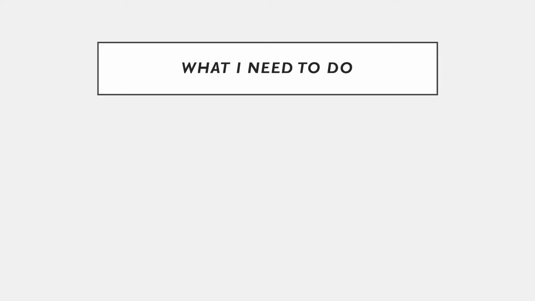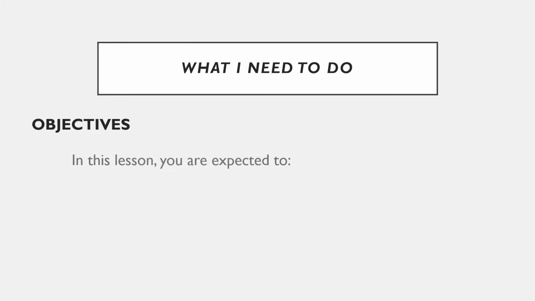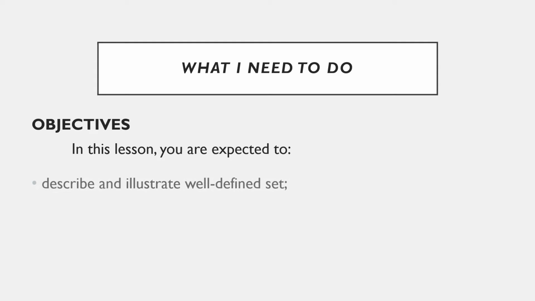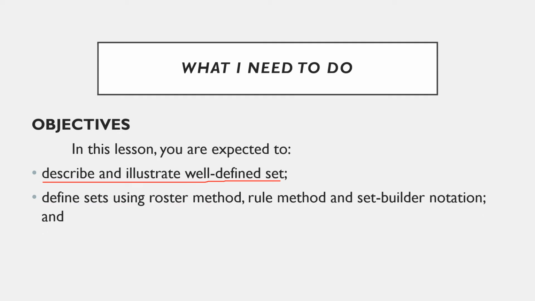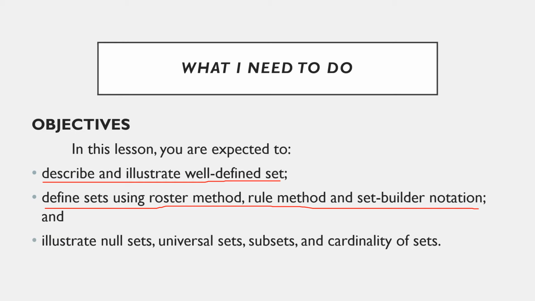Let's start. Before we proceed to our lesson, let me introduce to you first our learning objectives. Please read it with me. In this lesson, you are expected to describe and illustrate well-defined set. Number 2, define sets using roster method, rule method, and set builder notation. And number 3, illustrate null sets, universal sets, subsets, and cardinality of sets. So I think you're now ready. Let's begin with our first activity.